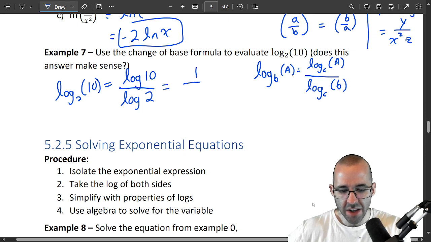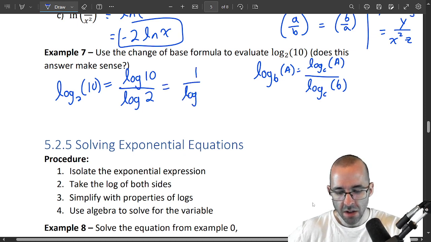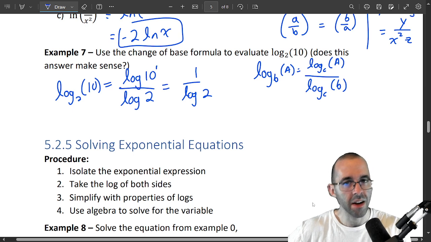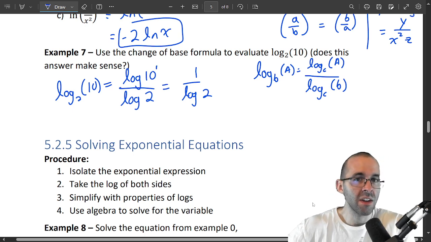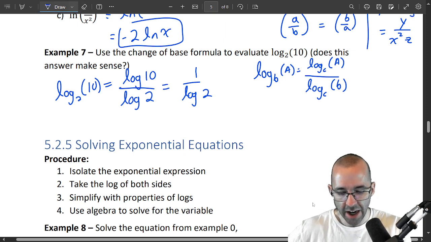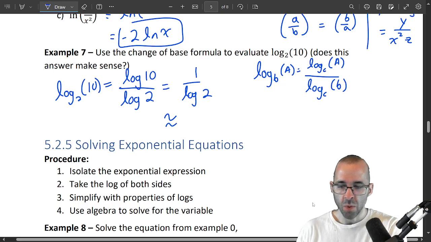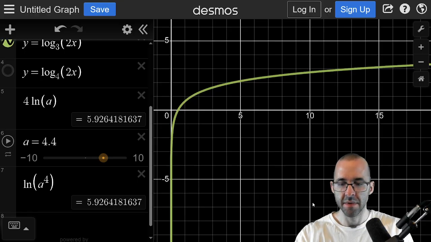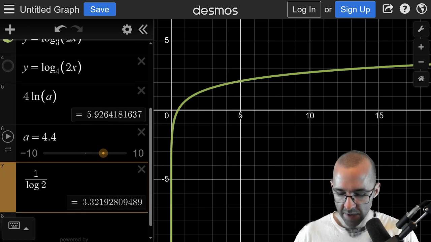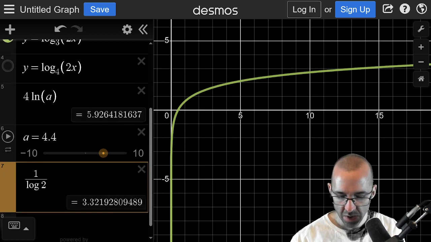And we know the common log of 10 is 1. Why do we know that? Because this is 10 to the first power. So the common log and the exponential function cancel each other out. We're just left with that hidden exponent of 1. Now we could use our calculator to evaluate this. 1 over the common log of 2, which is about 3.3219.